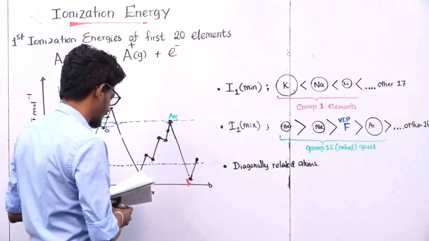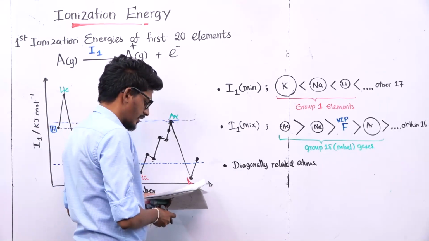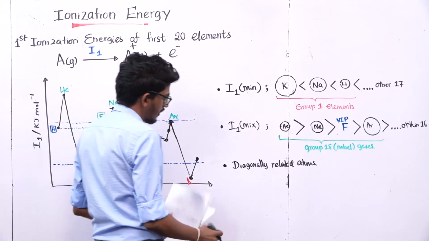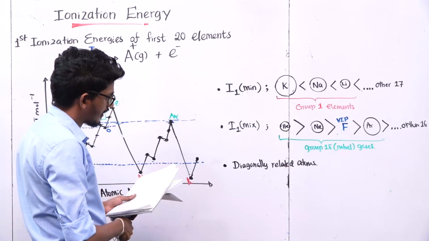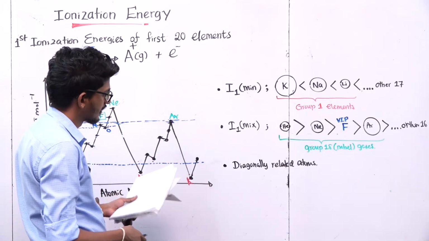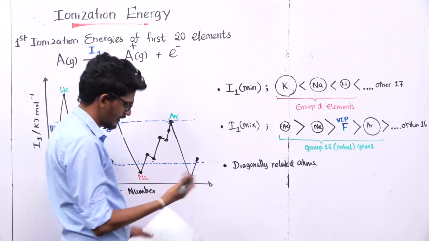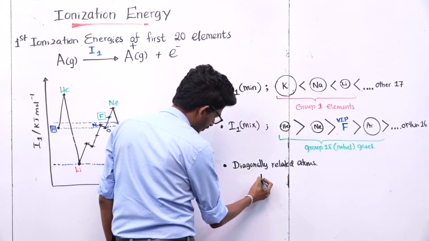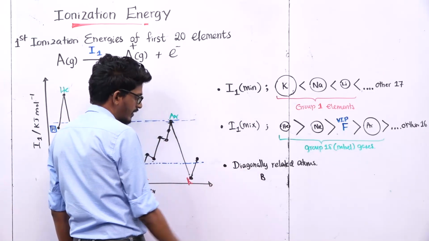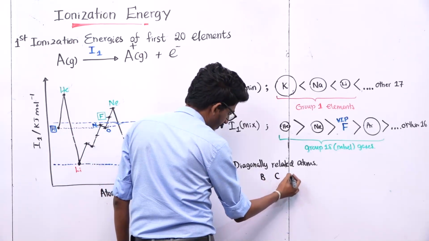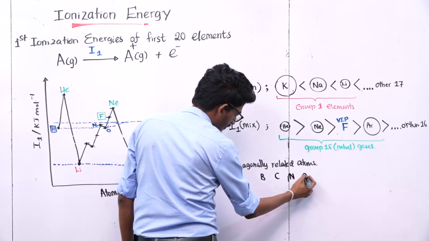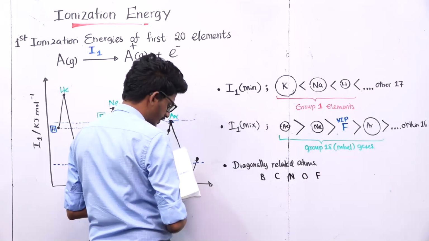Diagonal related atoms. So, what is the diagonal relationship in chemistry? We see it like this. This is applied for the P block elements: boron, carbon, nitrogen, oxygen, fluorine, those things are there.